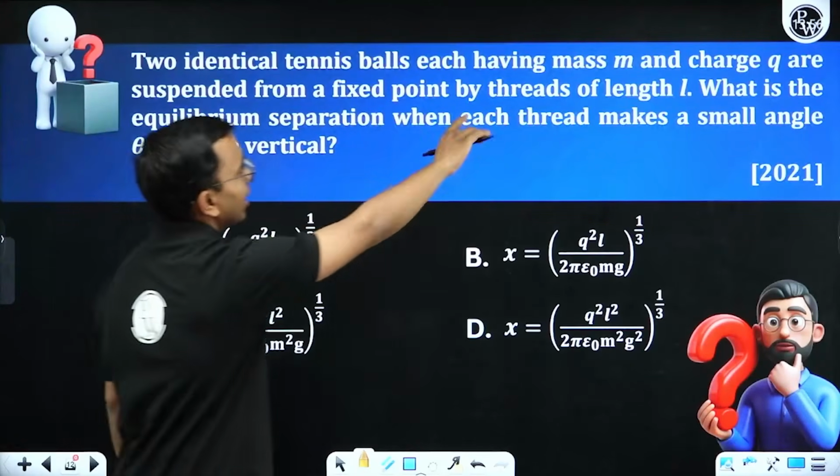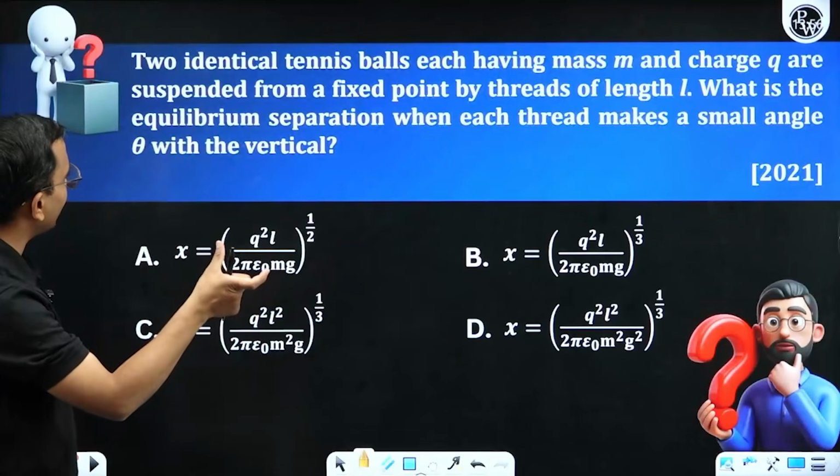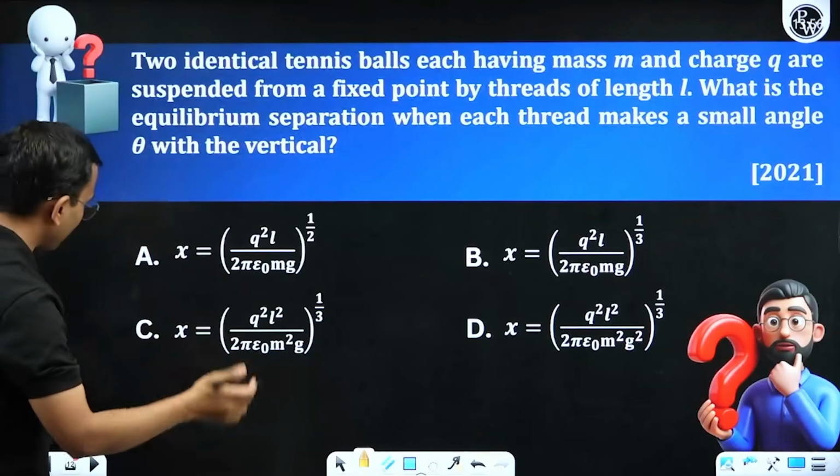So first of all, let us draw the shape, draw the free body diagram and other things. Let us draw the diagram, okay. So mass is m, charge is q, and thread length is L. With the vertical, the small angle is theta.